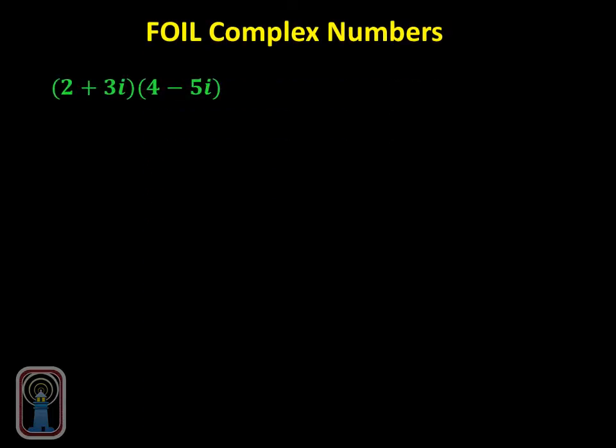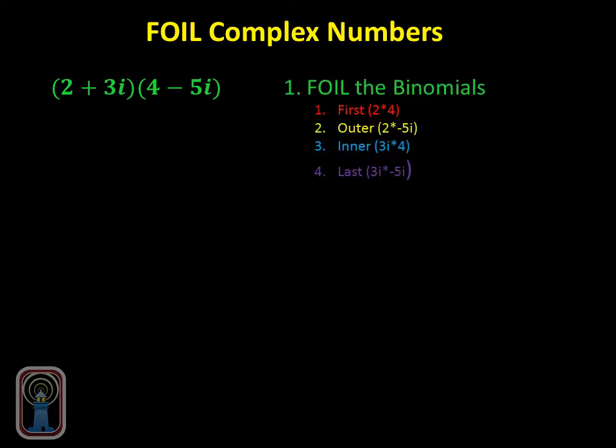Now let's learn how to FOIL binomial complex numbers. Let's use 2 plus 3i times 4 minus 5i as an example. We're going to FOIL the binomials together. Multiply the first term of each binomial, 2 times 4, in order to get 8. Multiply the outer term of each binomial, 2 times a negative 5i, in order to get negative 10i.